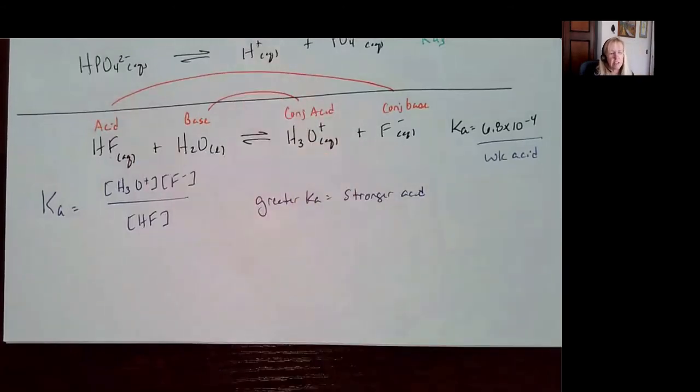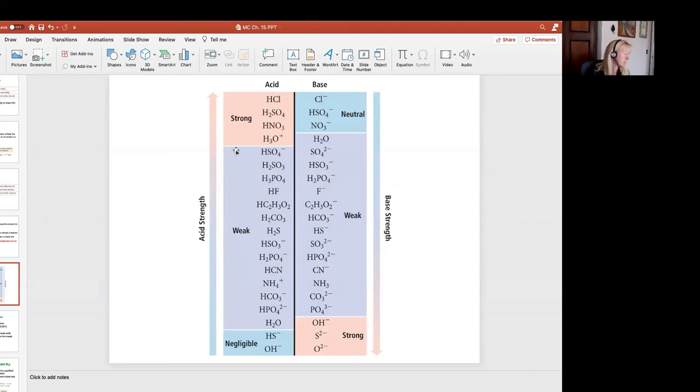So let's look at a slide here. This slide just shows the relationship between acid strength and base strength. These are acids and their conjugate bases. Hydrochloric acid is going to dissociate. This is a strong acid. It's going to form chloride as its conjugate base. This is going to be a very weak base because it's not going to reform to form HCl.